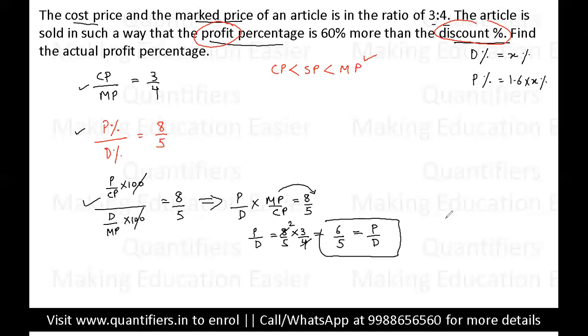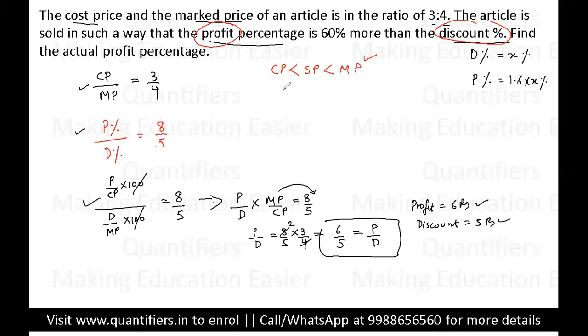So what I'm doing here is now, students, I am assuming that actual profit is 6 rupees. And I'm assuming that actual discount will be 5 rupees because ratio is 6 upon 5. तो मैंने profit को 6 rupees मान लिया है, discount को 5 rupees मान लिया है.